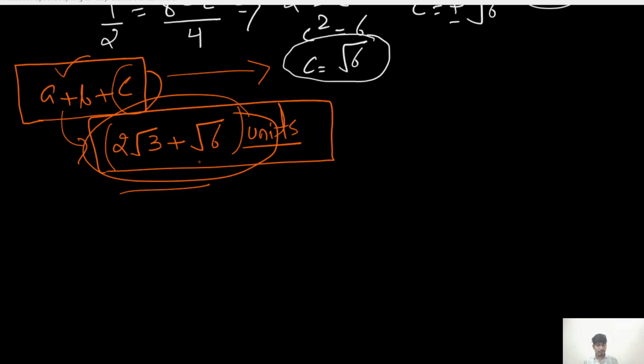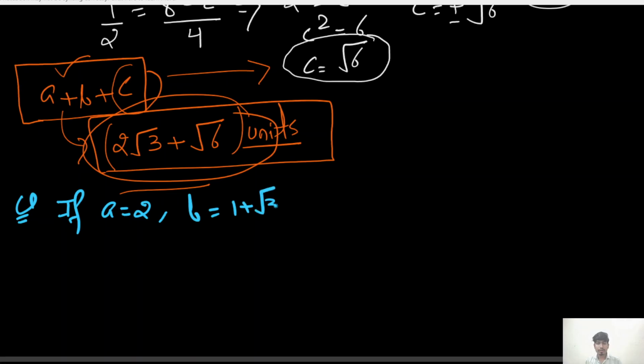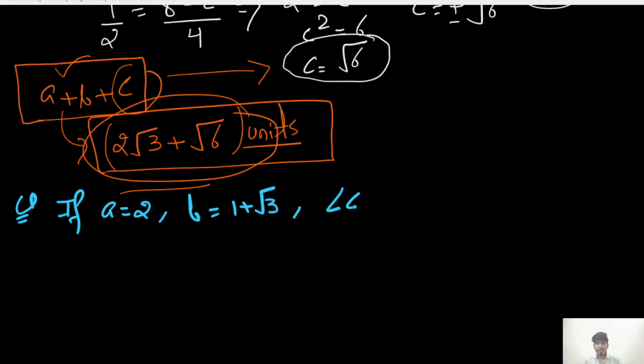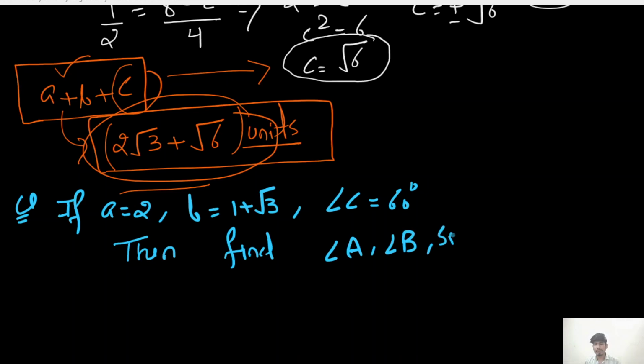Then our next question is, what is our next question? The next question is: if a is equal to 2 and b is equal to 1 plus under root 3, and angle c is 60 degree, then find angle a, angle b, and side c. Side c we have to find first.